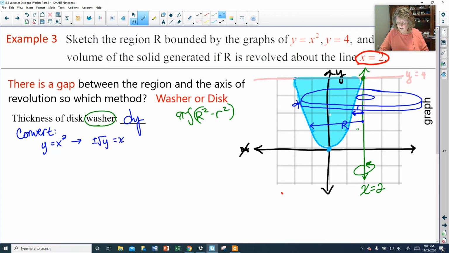so that would convert into plus or minus square root y equals x. And yes, indeed, we do have two functions here. This is x equals positive square root y. And over on this side, I've got x equals negative square root y.